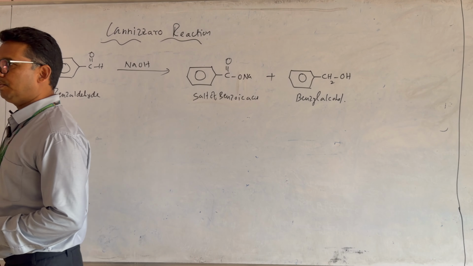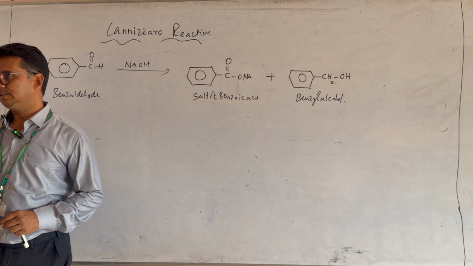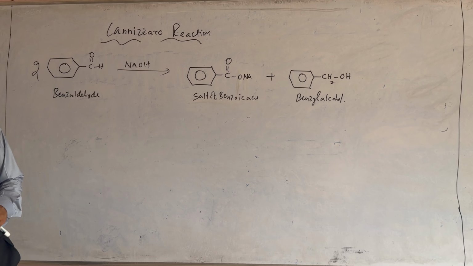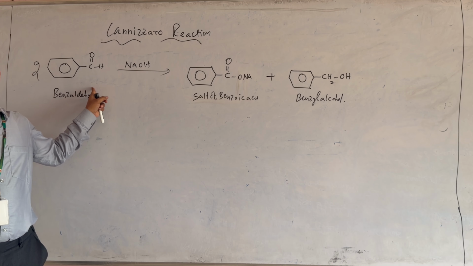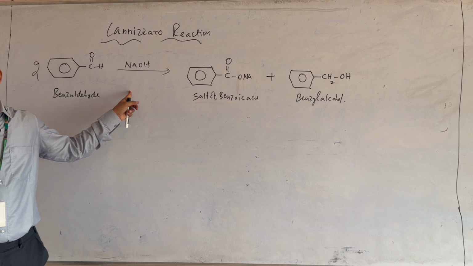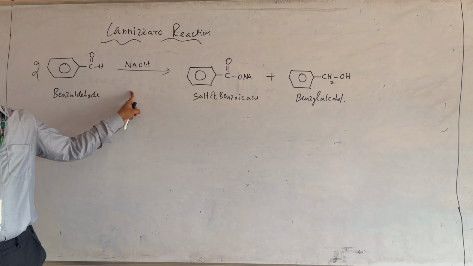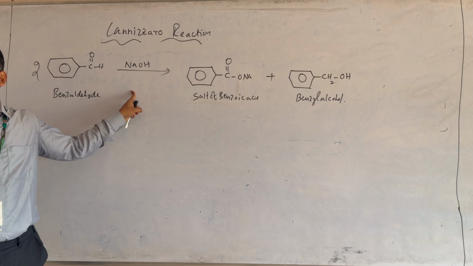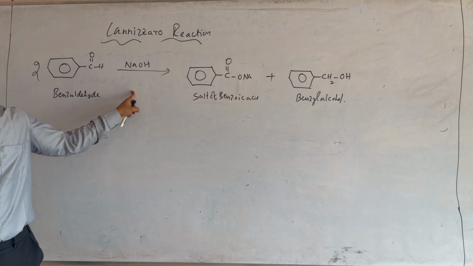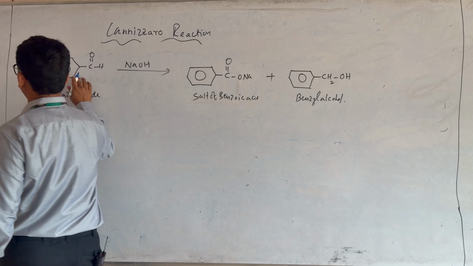I am not discussing the cross Cannizzaro reaction here. It is not there in our syllabus. Cross Cannizzaro reaction is nothing but instead of two benzaldehydes, one we are taking is an aliphatic aldehyde, like formaldehyde. Like we already discussed in cross aldol condensation, same. One is an aromatic aldehyde, another one is an aliphatic aldehyde. Aliphatic means which will be having the alpha hydrogens. But here there is no alpha hydrogen.